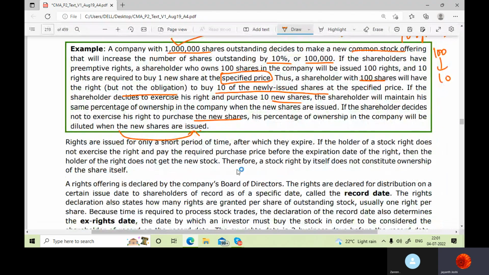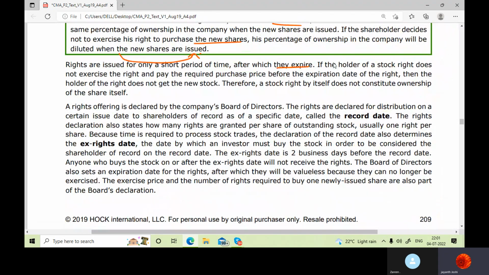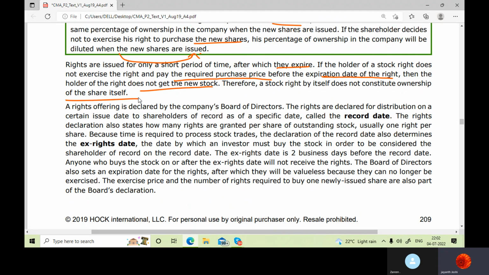Now, next point. Rights are issued for only a short period of time, after which they expire. If the holder of a stock right does not exercise the right and pay the required purchase price before the expiration date of the right, then what happens? Then the holder of the right does not get the new stock because he has not exercised the rights. Since you don't exercise the rights, you don't get the stock. Therefore, a stock right by itself does not constitute ownership of the share itself. It's a right you have got, so you should exercise it. If you don't exercise it, it's understood that you don't want to. Hence, that right does not give you the ownership of a share.